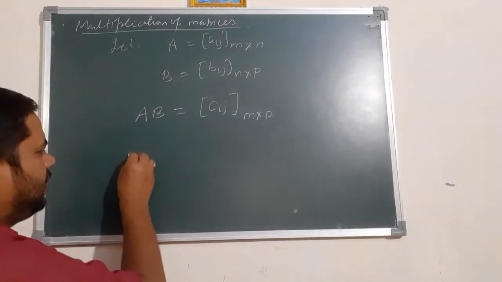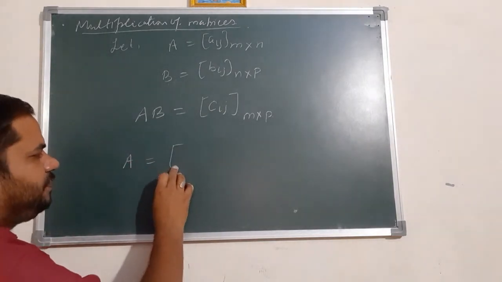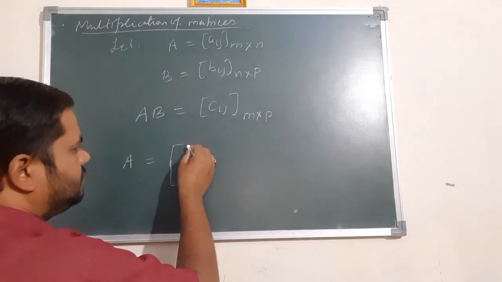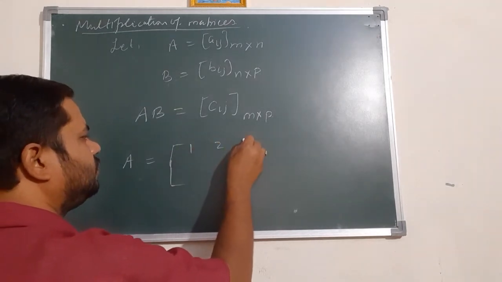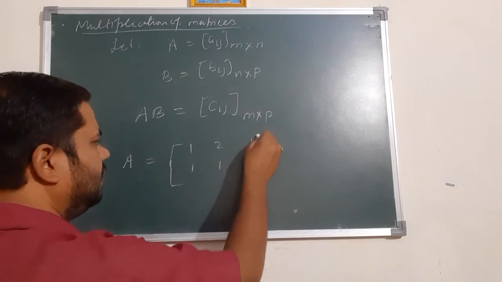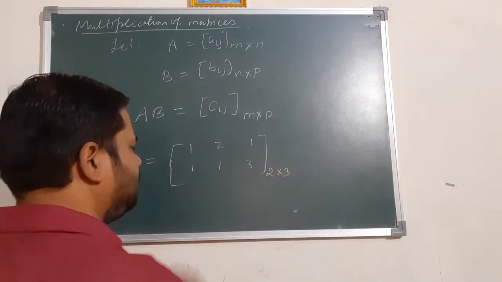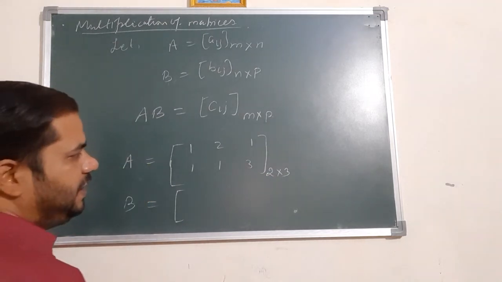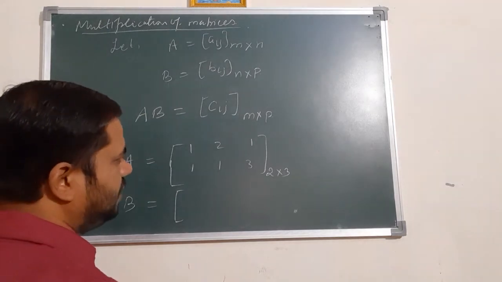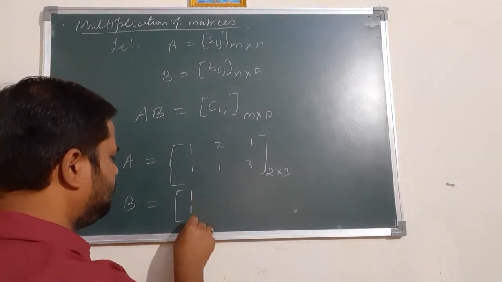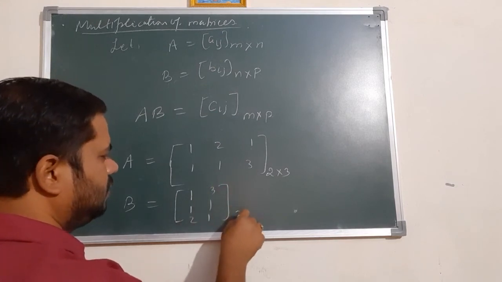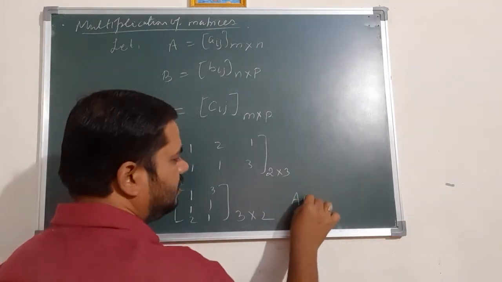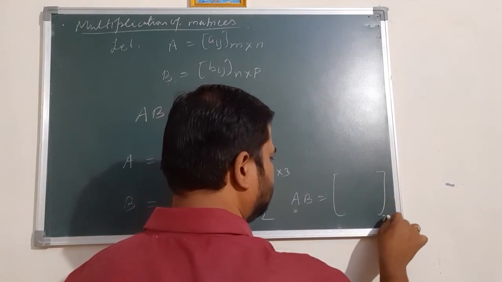If you see multiplication, suppose A is of order 2 cross 3: 1, 2, 1, 1, 1, 3. Then we must have a matrix B of order 3 cross 2, that means 3 rows and 2 columns: 1, 1, 2, 3, 1, 1. So the resulting matrix AB is of order 2 cross 2.